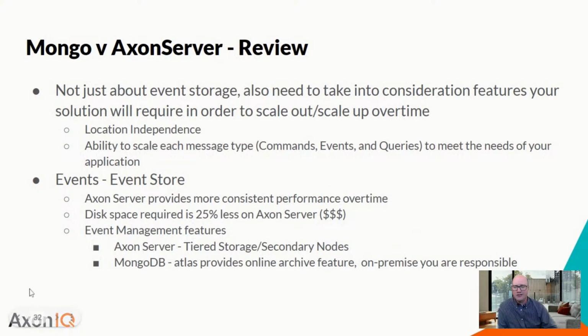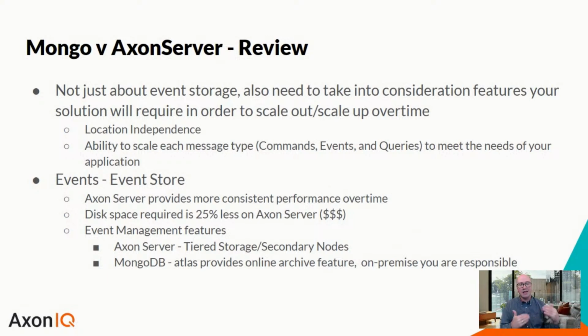If we look at events in the event store, Axon Server provides more consistent performance over time. Again, we can always buy up to get the same performance of anything, kind of. Maybe there are some limitations, like if you go back and look at the Digital Frontiers benchmarks, we're never quite able to get Postgres to perform at the same level as Axon Server. Disk space required is 25% less on Axon Server. So think of this as dollars over time.